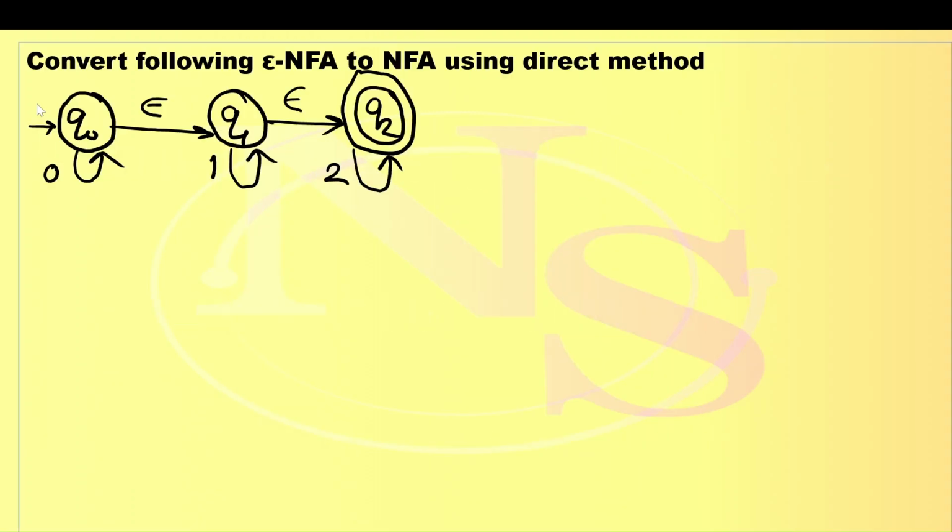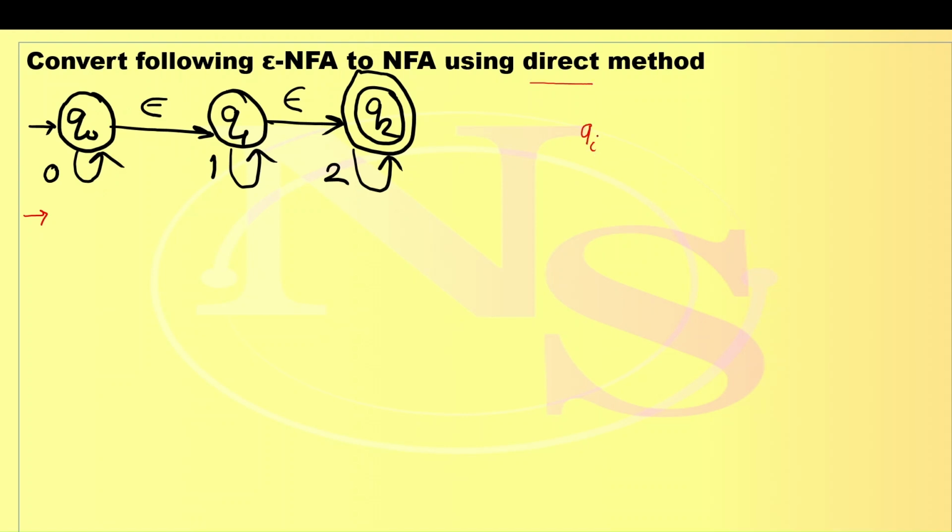Hi everyone. Here the question is: convert the following epsilon NFA to NFA using the direct method. Here we have to convert epsilon NFA to NFA. What does this direct method say? The direct method shows two rules that we need to apply to convert epsilon NFA to NFA. What are those two rules?